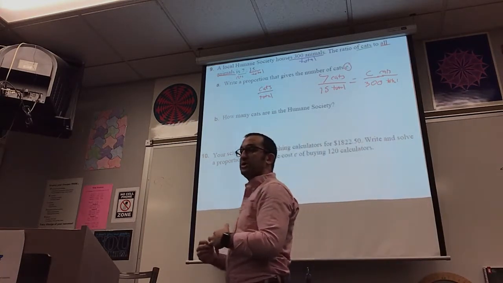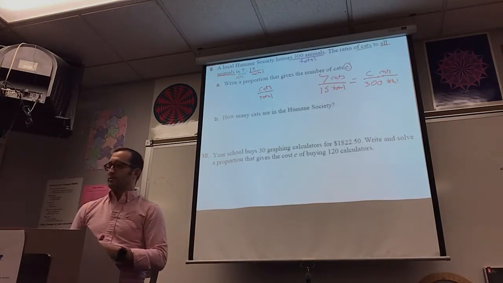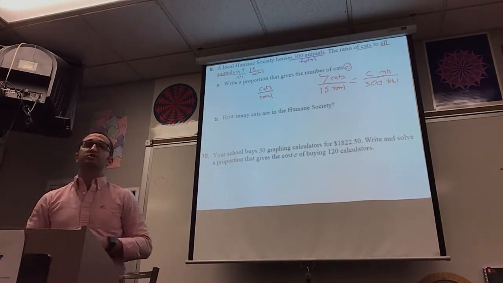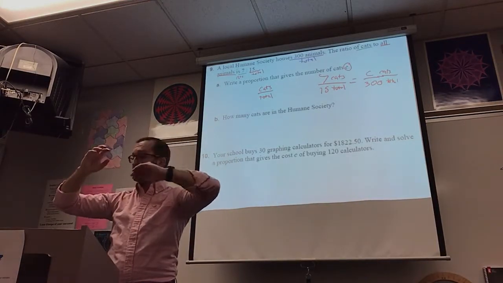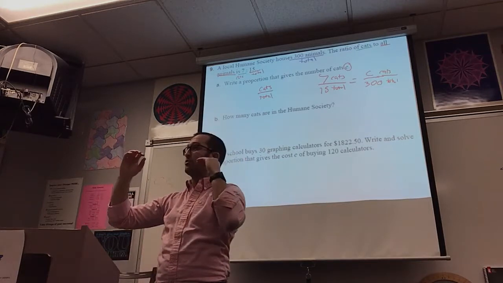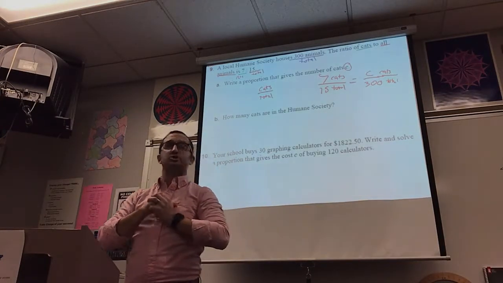How else could we have structured this proportion? We could have also structured it as cats and total. 7 cats over C cats equals 15 total animals over 300 total animals. That would also be a fine structure.